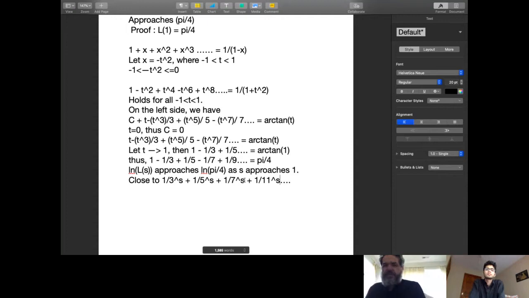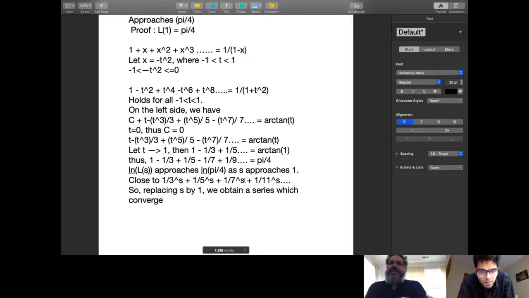Now, if that is close to this, and ln of L of s approaches that number, that's not infinity. It shows that when we take s to go to 1, we get a series that is convergent. So the series, when we replace s by 1 in the last line here, we obtain a series that converges. All right. I said to make a long story short, but just to give the ideas.